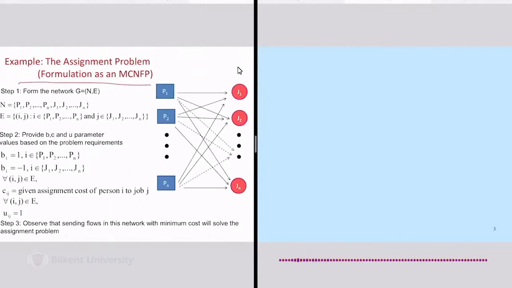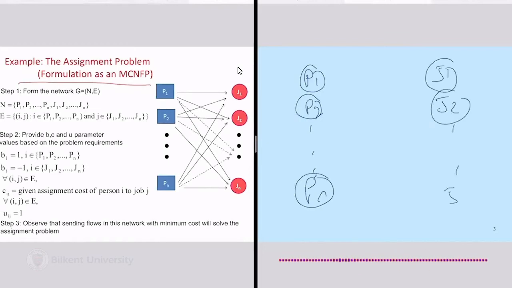Formulation as an MCNFP. I need a network, right? Okay. So I have my people: person 1, person 2, up to person N, and job 1, job 2, up to job N. So now I'm creating my network. I'm making up a network which is specific for this problem. Now the arcs are like this. And over each arc, say, if person 1 cannot perform a job, then I don't put that arc, or I put an infinity there as a cost.